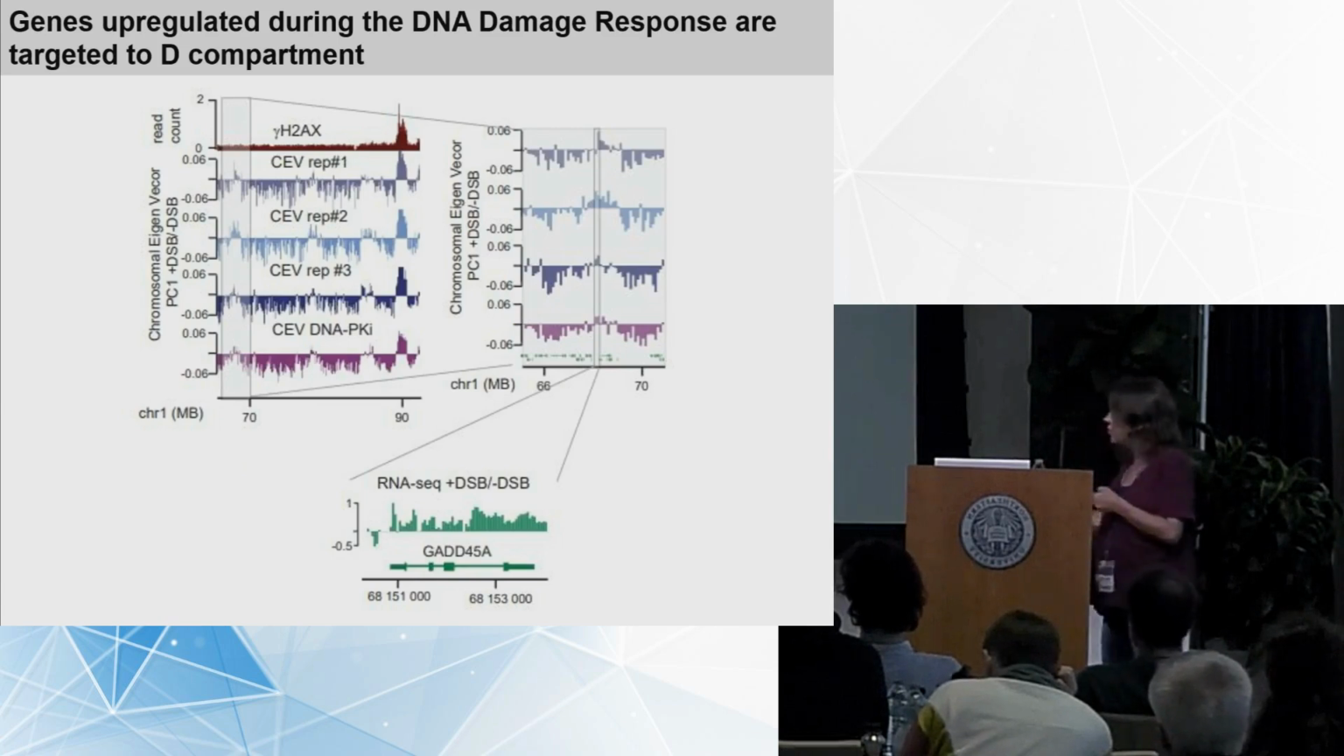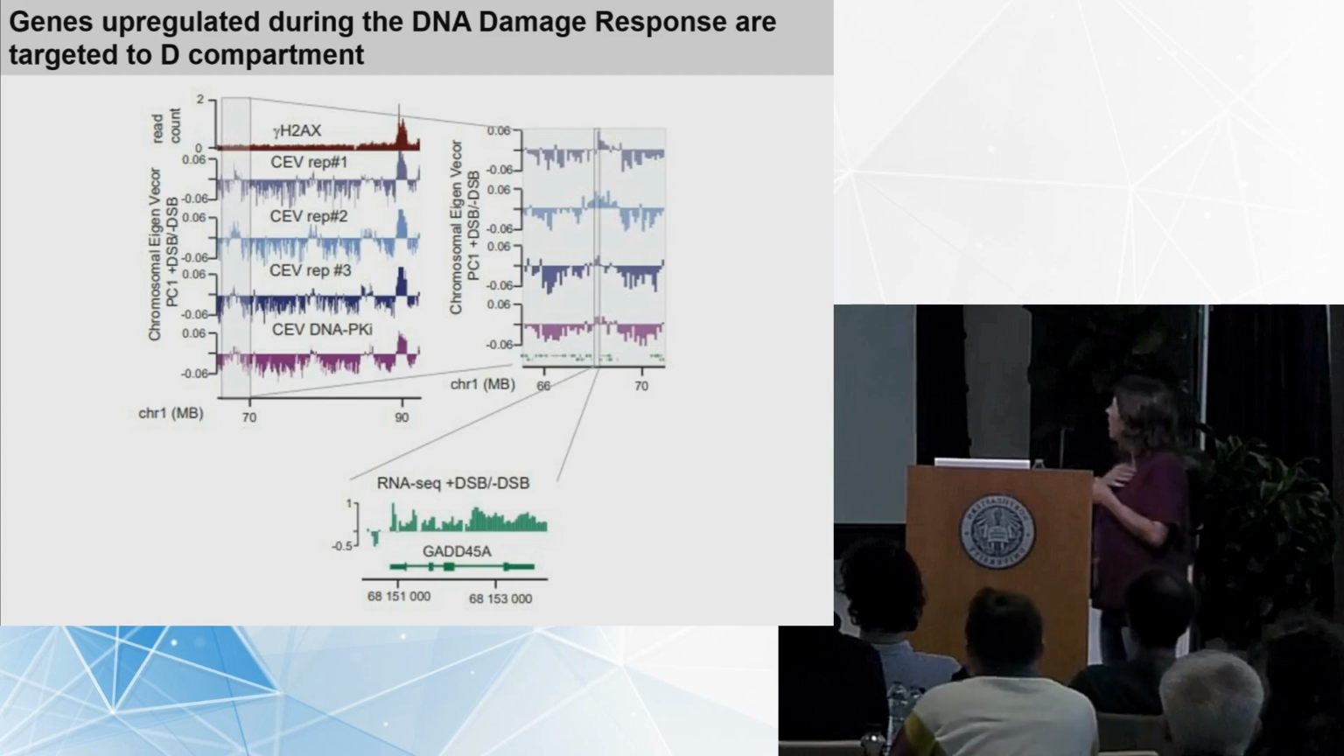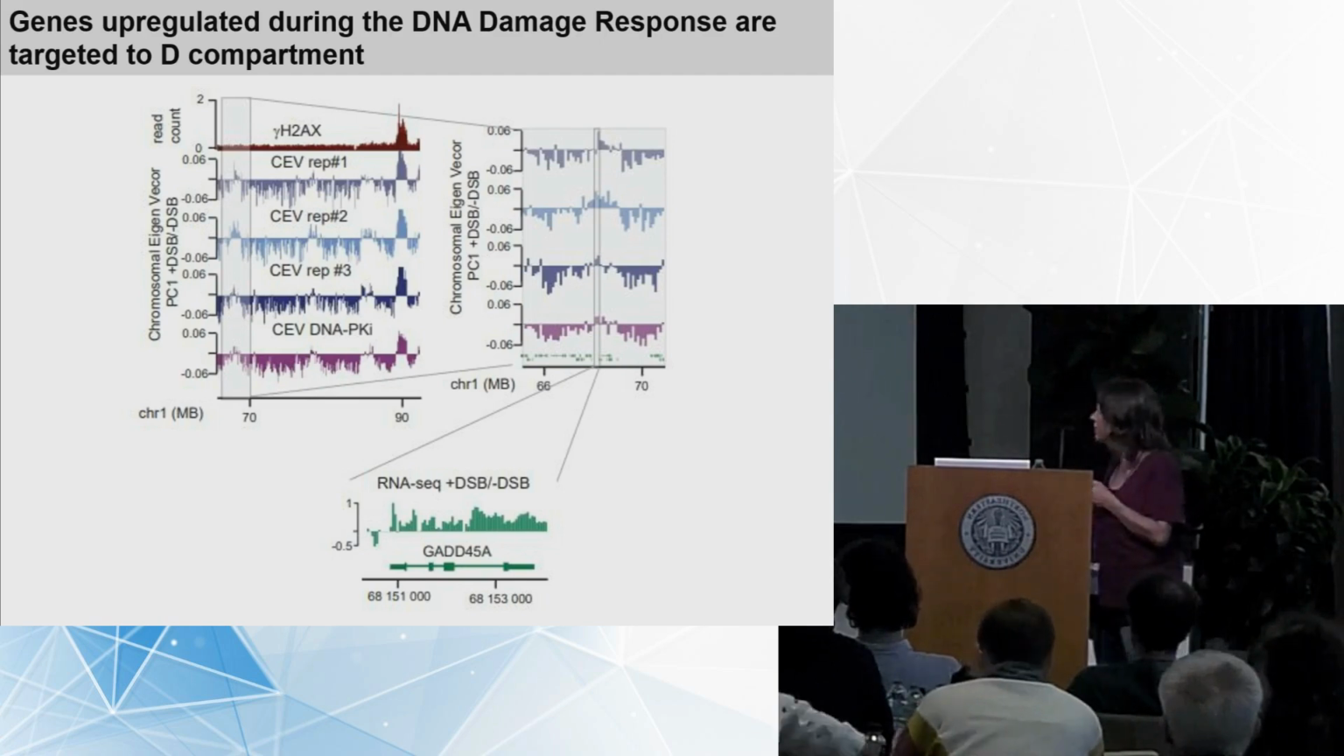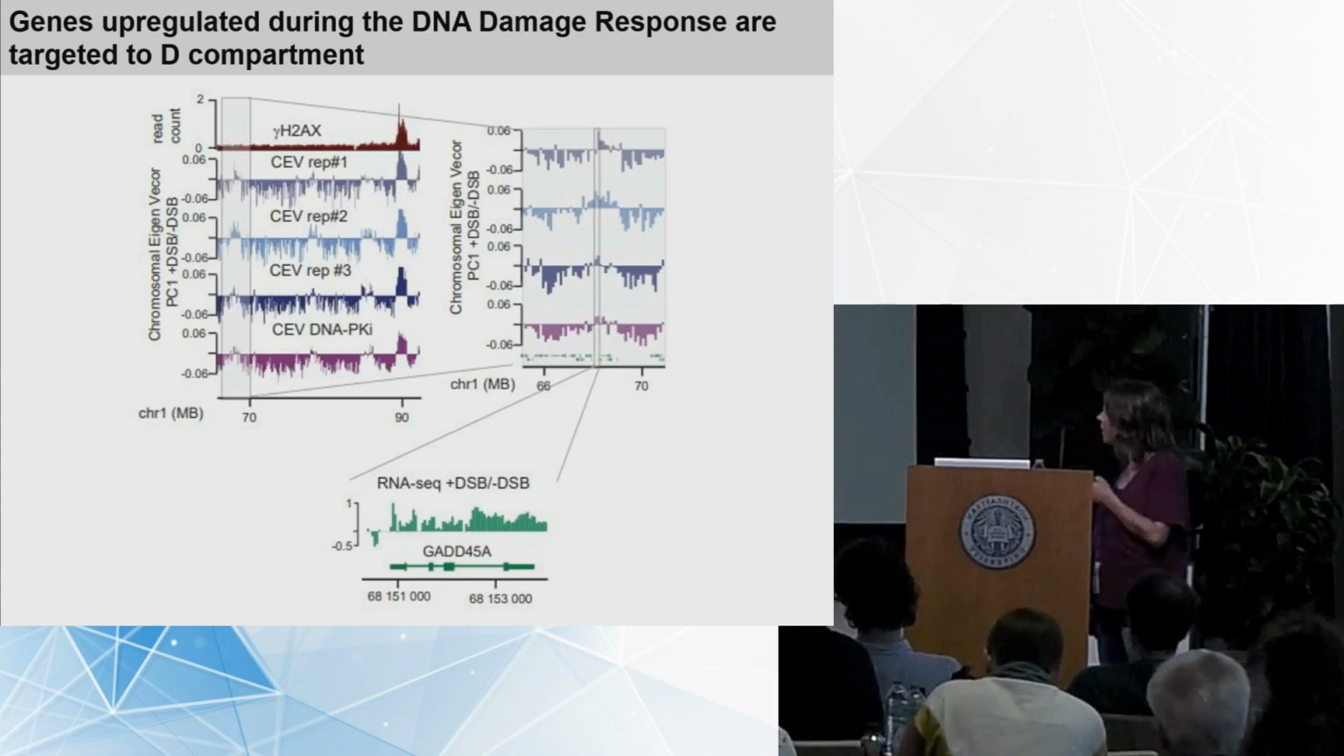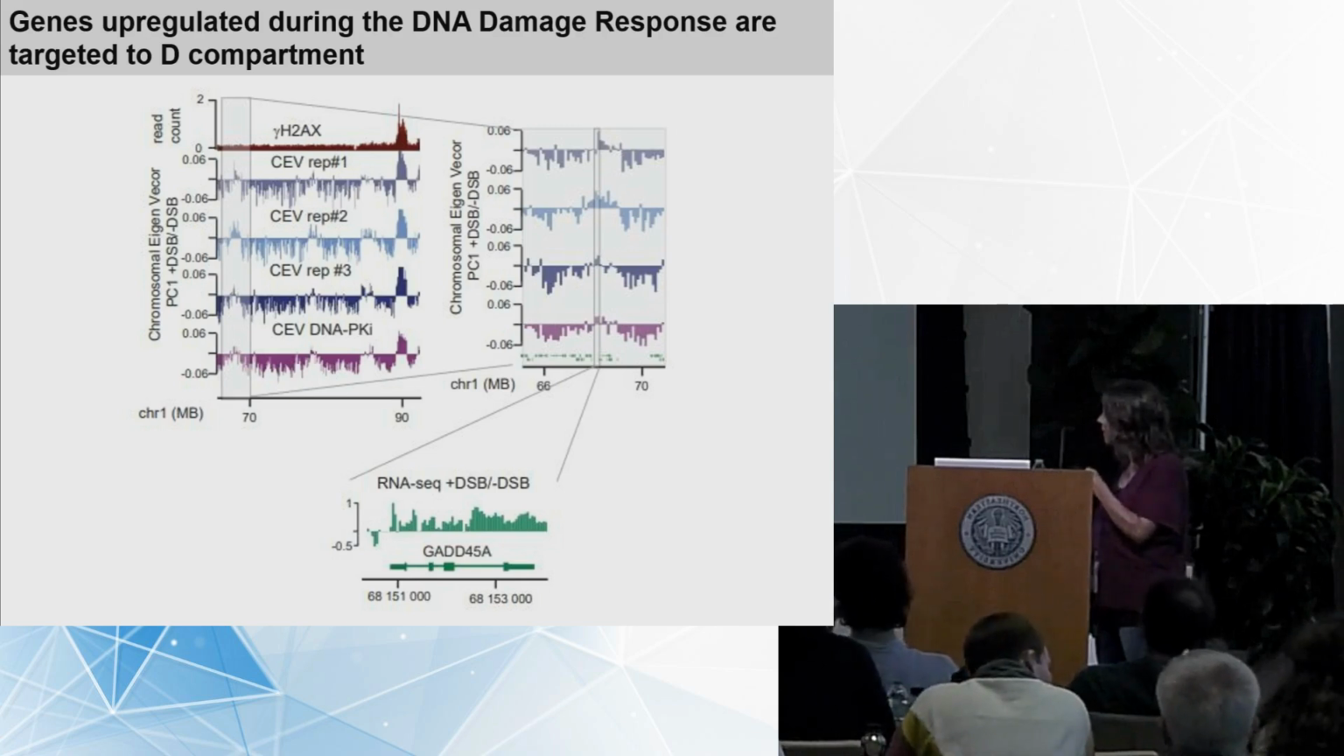And so to cut a long story short, I'm just showing you here an example. We figured out that those places that go to the D compartment are actually genes from the DNA damage response. Here you have 3 independent replicate Hi-C experiments, one that was performed with DNA-PK inhibition as well. You have this D compartment here that is very clear and coincides with gamma-H2AX, and you have this locus here that is reproducibly enriched in the D compartment, no matter the experiment.